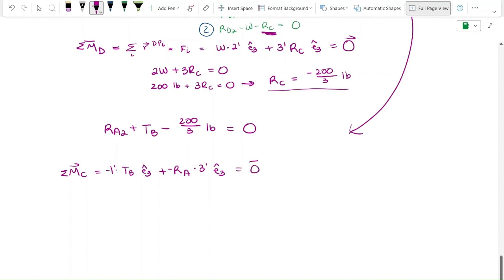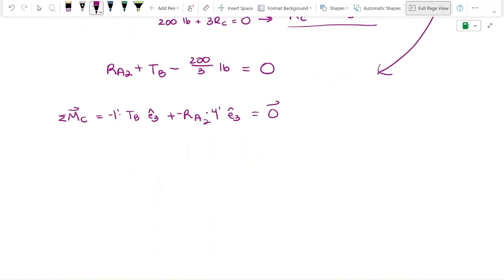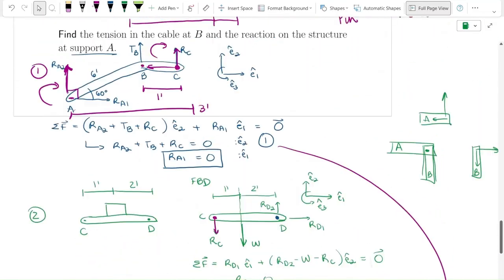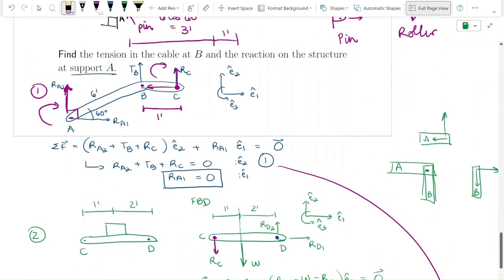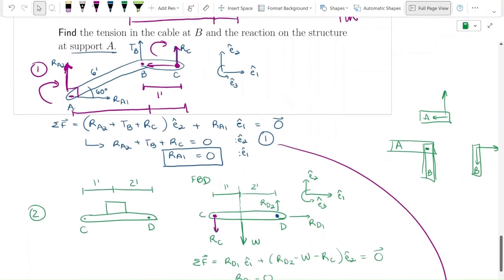This is equal to 0. Okay, I can't do math. This was supposed to be 4 because I forgot to add the 1. So this distance was supposed to be 3. Then you add the 1, so it's 4. 4 feet.